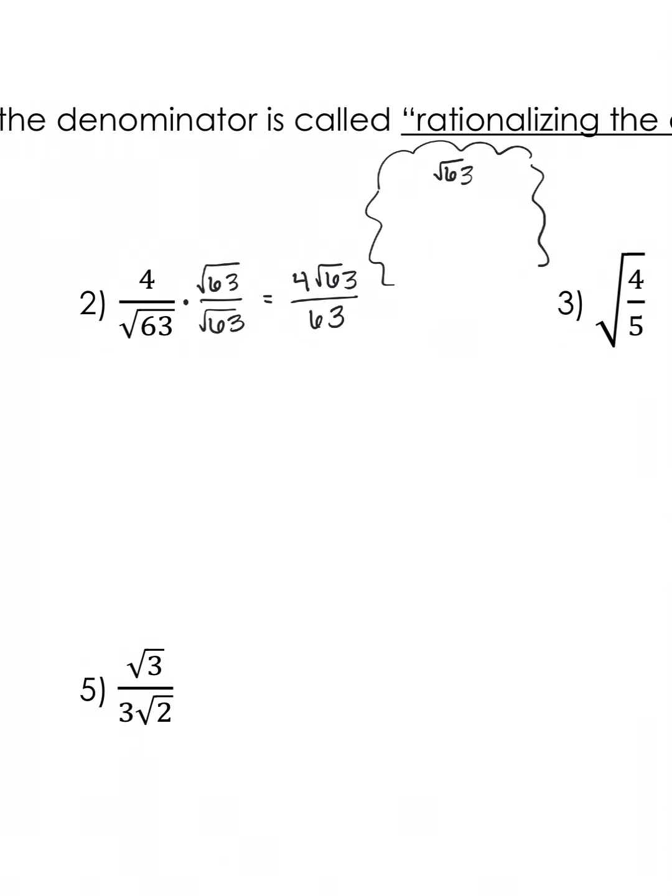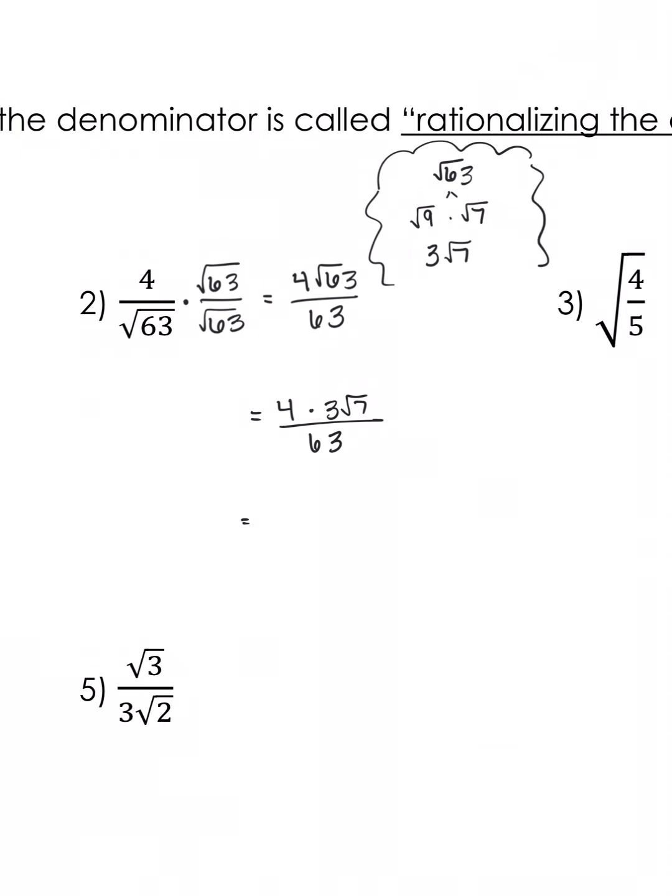The square root of 63 can be written as the square root of 9 times the square root of 7. And the square root of 9 is just 3. So that's really 3 radical 7. So I'm going to rewrite my numerator as 4 times 3 radical 7 instead of 4 radical 63. And this is still divided by 63.